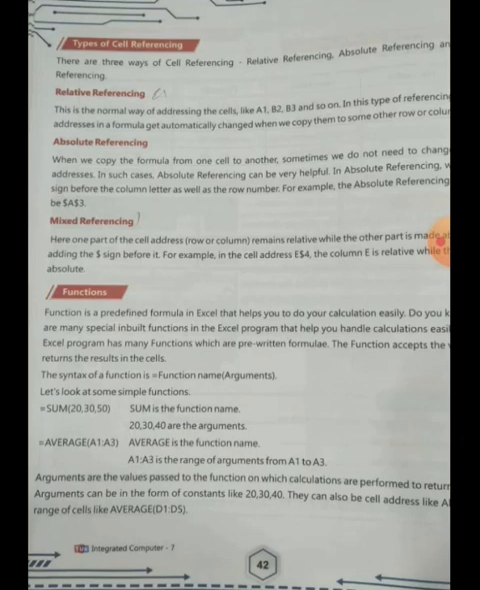Next is average. If we want to find the average of cells A1 to A3, here we have to mention the colon sign between them in the bracket. So we write AVERAGE, the function name, and the range of the values will be there, and we will get the result.